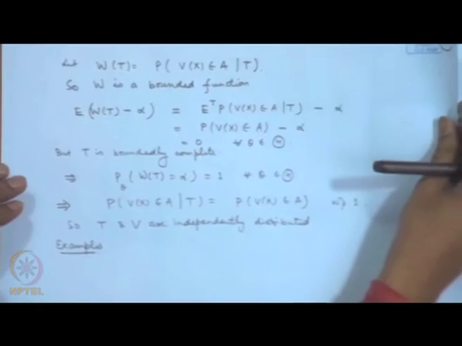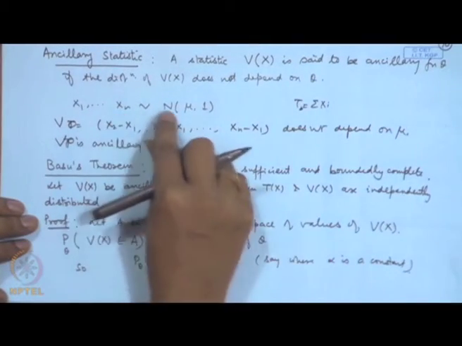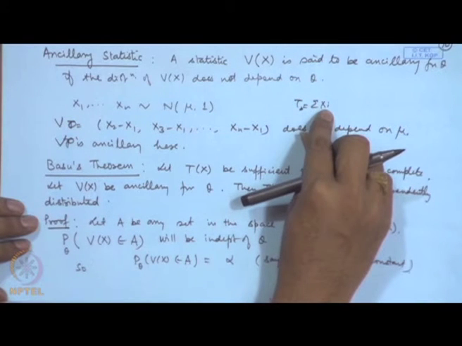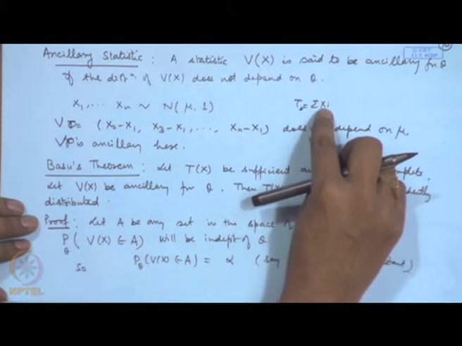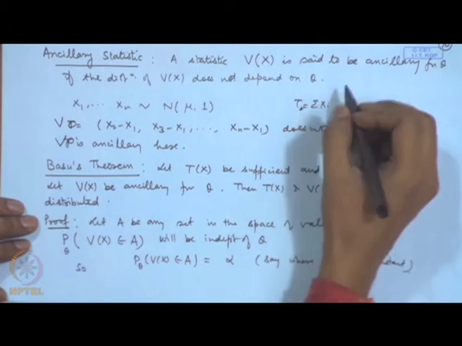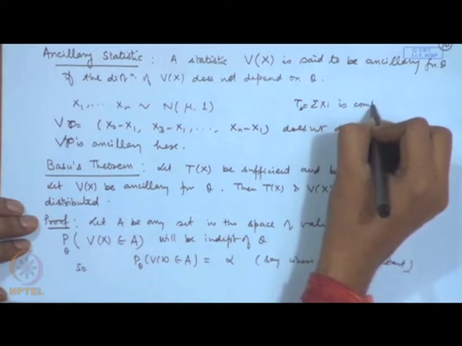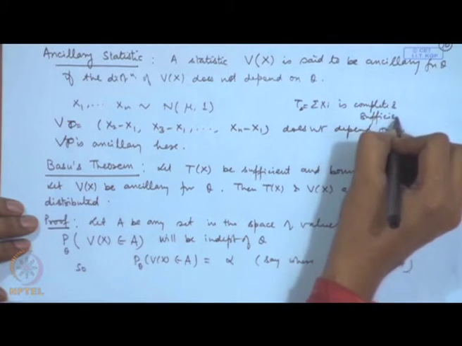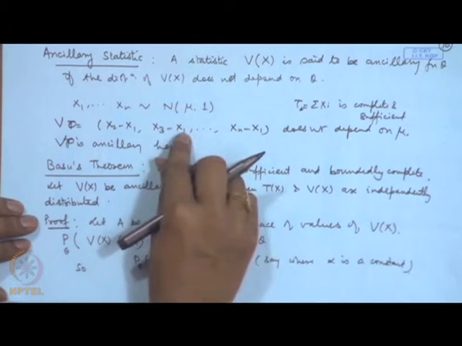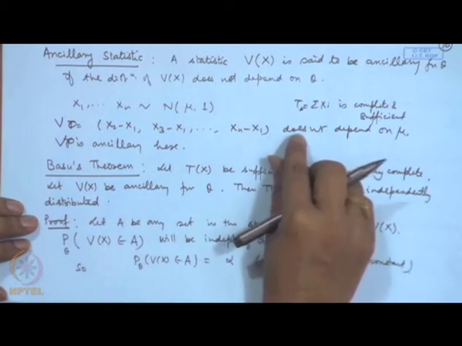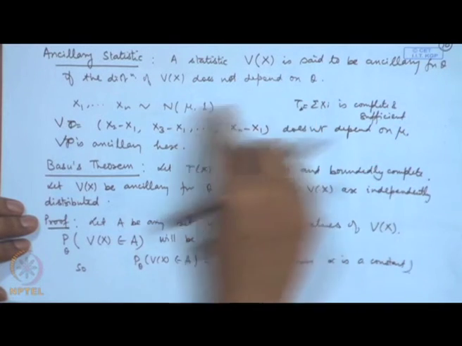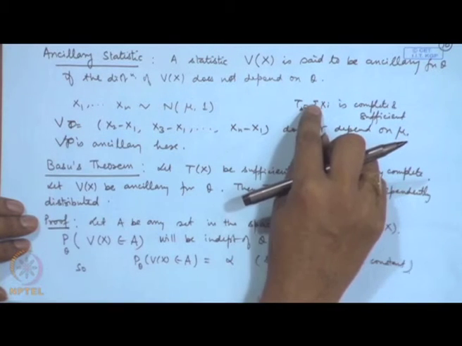So, if we consider this problem here, X1, X2, ..., Xn follows normal(mu, 1), and here T is equal to sigma Xi. This is complete and sufficient. And if X2 minus X1, X3 minus X1, ..., Xn minus X1 has a distribution which does not depend upon mu, then T and V will be independently distributed.